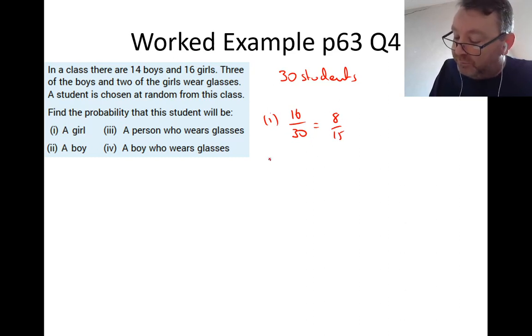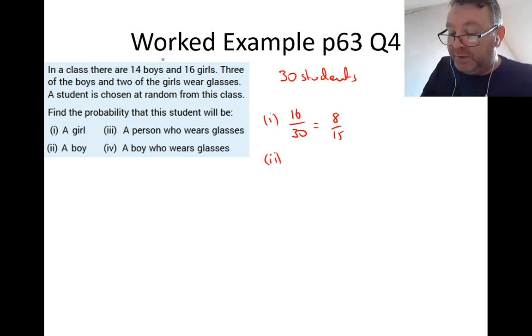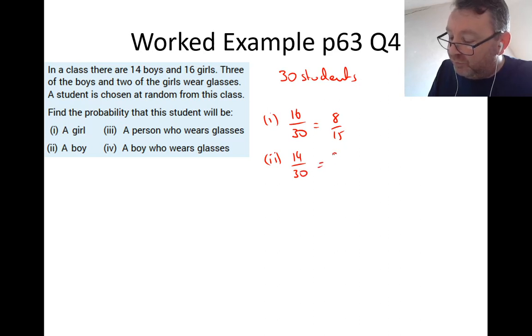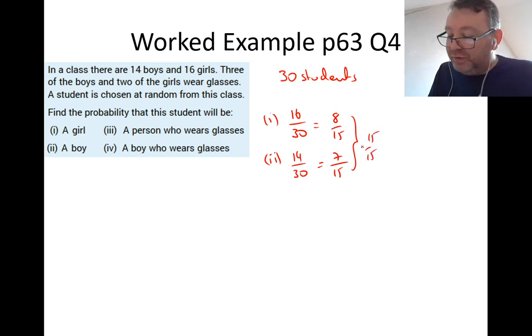Part 2, what's the probability of the student being a boy? Now, you can do this in one of 2 ways. You can go up here and say 14 over 30, or you could say that if 16 over 30 represents the probability of a girl, then 30 over 30 minus 16 over 30 gives me 14 over 30. In other words, the rest, the other fraction that makes up 1, would obviously be the boys. But here, 14 boys out of 30 students, so it's 14 over 30, which gives me 7 over 15. And even if you add those 2 together, you get 15 over 15, which represents the whole class. So it's a nice way to check as well.